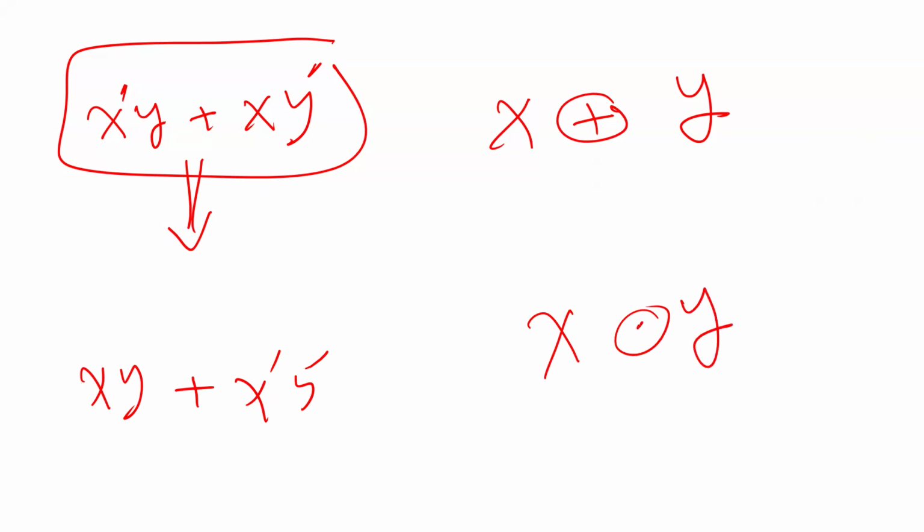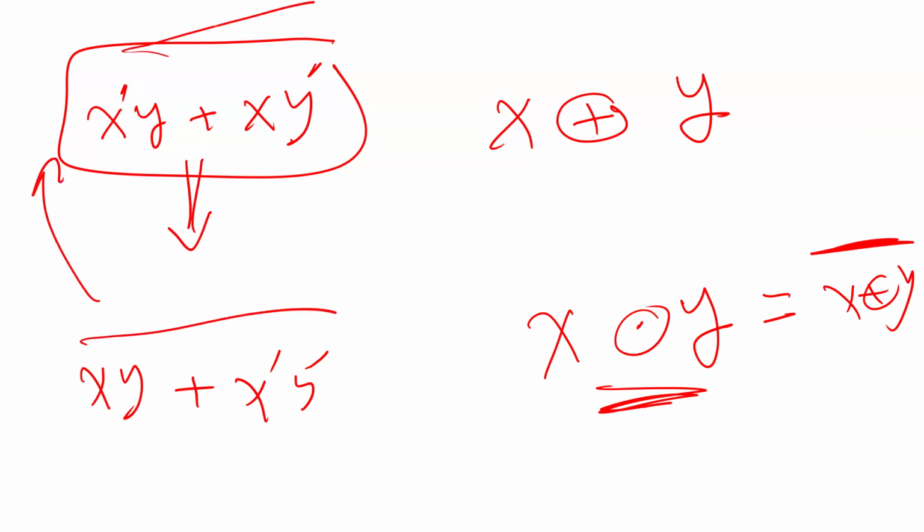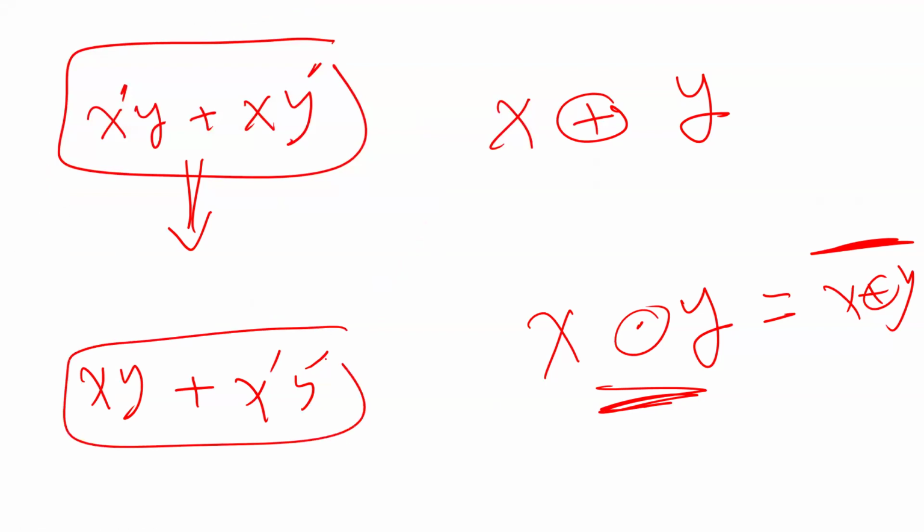And actually, this one is the inversion of this one. So here, exclusive NOR is actually exclusive OR inverted. If you invert this one, you get this one. If you invert this one, you get this one. So they are inversions of each other. And regarding functionality, as I told you before, this is equal.